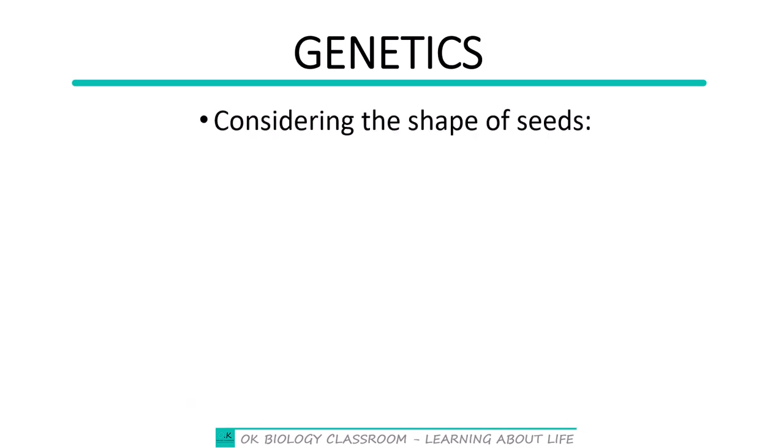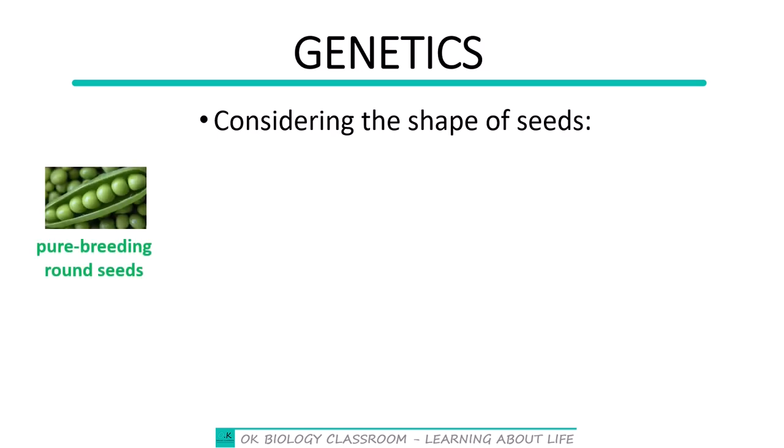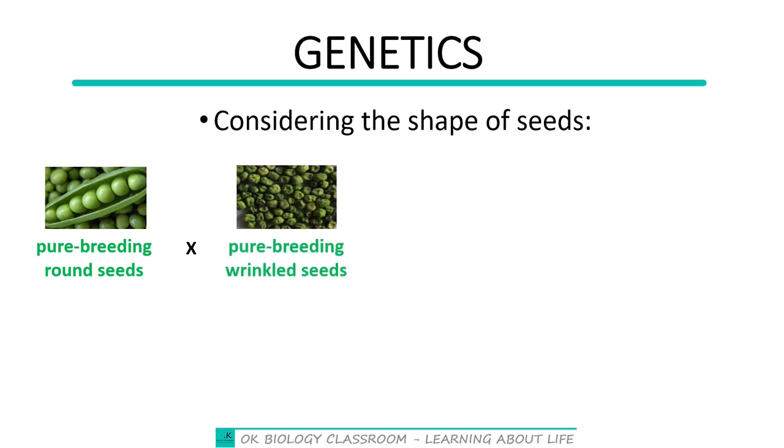The shape of seeds. Mendel also experimented on the shape of seeds to see which kind of observation he was going to make, whether it would be similar to the other traits that he had considered before, or it would show a different pattern. So in this case too, Mendel considered pure breeding round seeds and pure breeding wrinkled seeds.